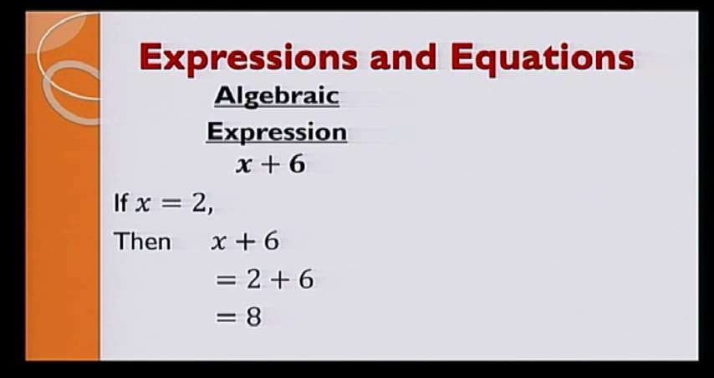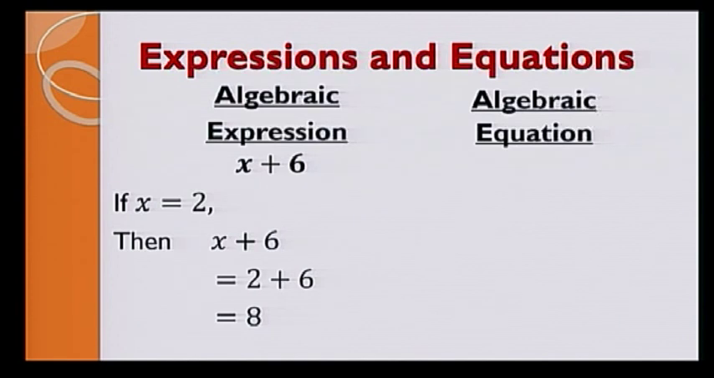Expressions can be simplified or evaluated, whereas an algebraic equation is a more complete sentence. Equations can be solved. Equations have solutions. An equation constrains the value of x. That is, there is only one value of x that will make this statement true. For example, let's have a look at this algebraic equation. x plus 6 is equal to 5.